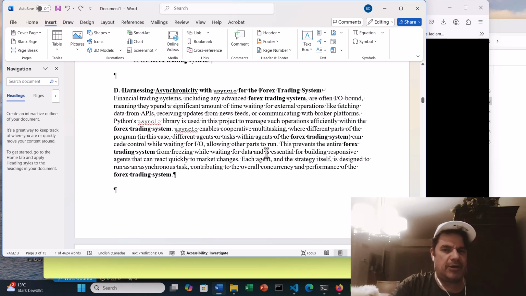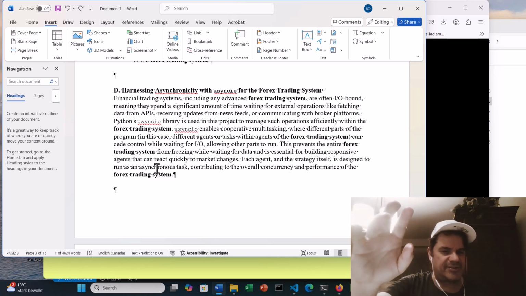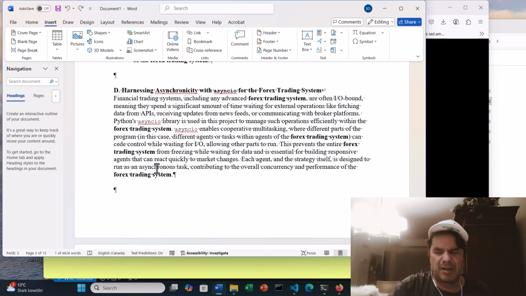So even if you're on commodity hardware, and again, if we have a GPU-enabled world, what will happen there? It prevents the entire system from freezing and waiting for data, and is essential in building responsive agents. That is so critical. If you have open positions, if you saw my so-called HFT system yesterday, showing you 5, 10 positions open, and your system crashes, boy oh boy, you could be running into problems there. And this type of architecture prevents that from happening.